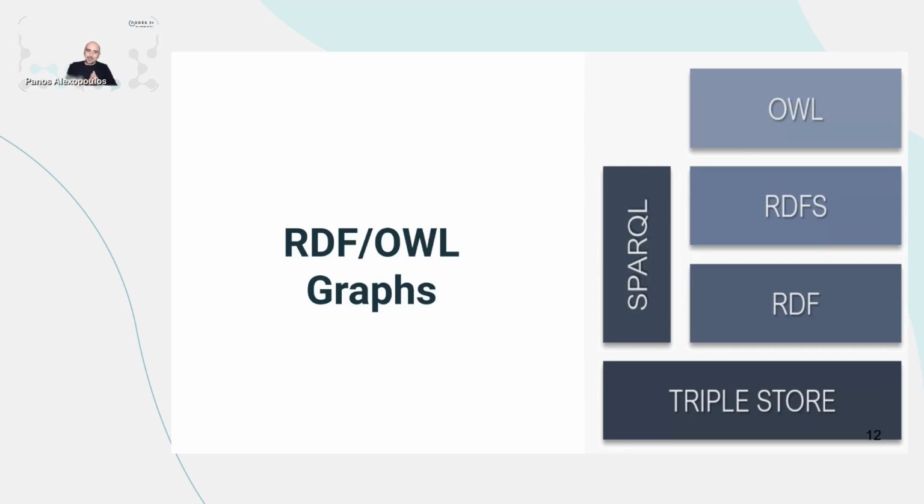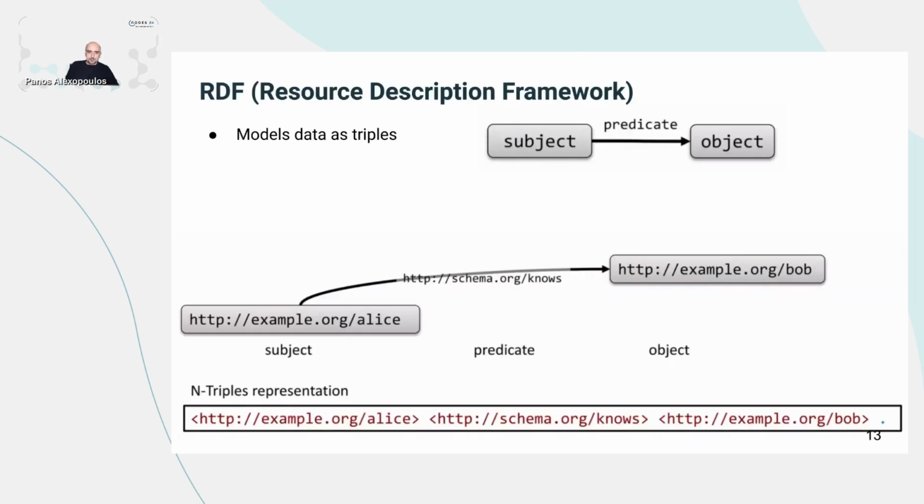Now let's see what RDF and OWL is. In RDF, the idea is slightly different than the labeled property graph model. What we have is triples. A triple consists of a subject, a predicate, and an object. Subjects and objects are usually entities or concepts, and predicates are used to denote relations between those entities.